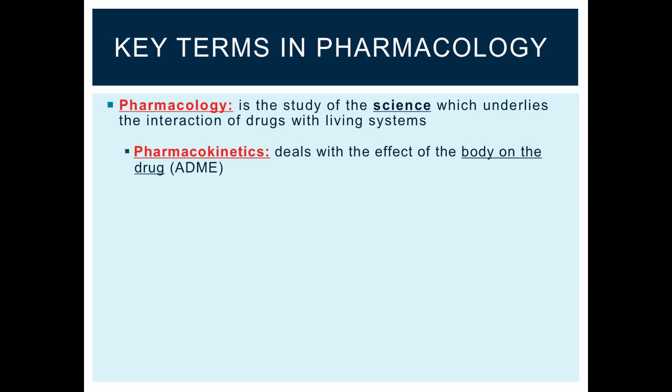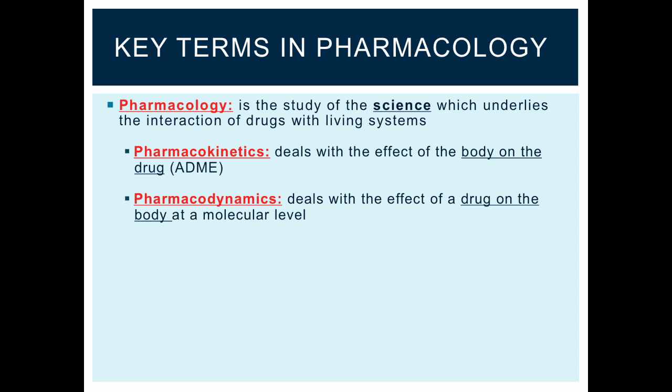Within pharmacology, there are two subdomains: pharmacokinetics and pharmacodynamics. Pharmacokinetics deals with the effects of the body on the drug, and you see the acronym ADME. ADME stands for absorption, distribution, metabolism, and excretion. These are all the processes that are in place that mitigate whether a drug is going to be effective or not, and how long it's going to persist in the body.